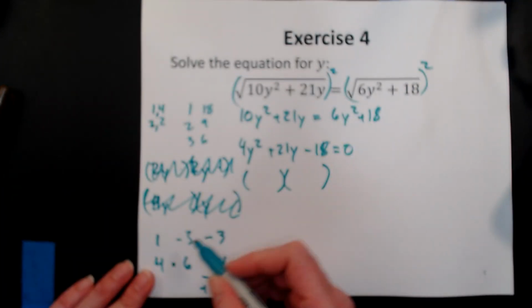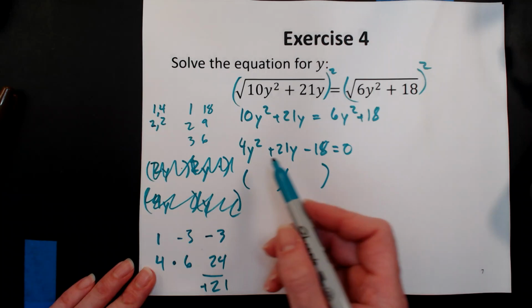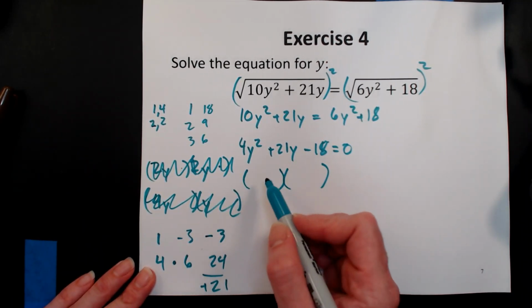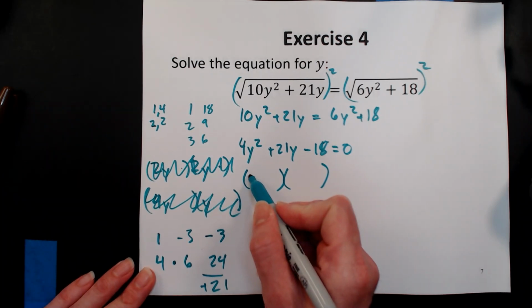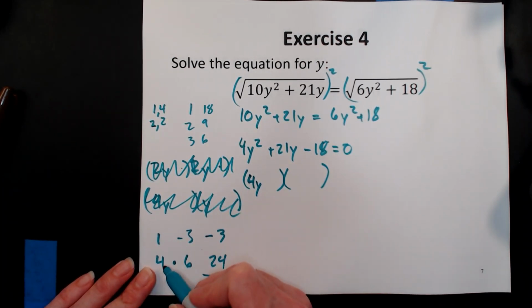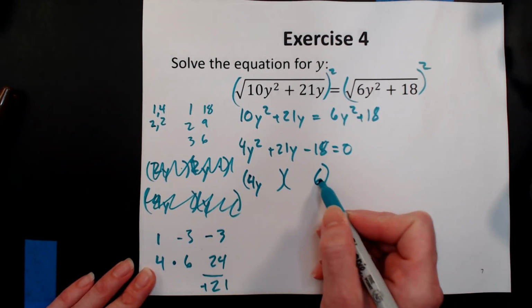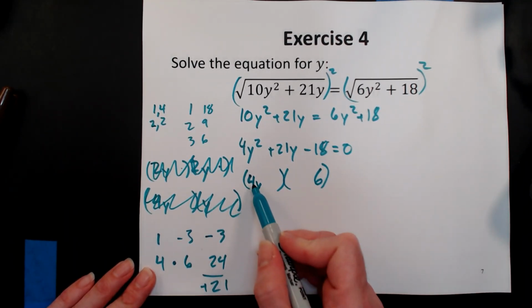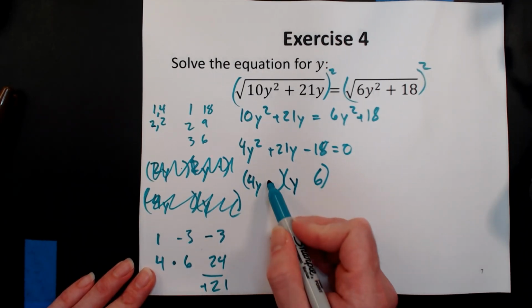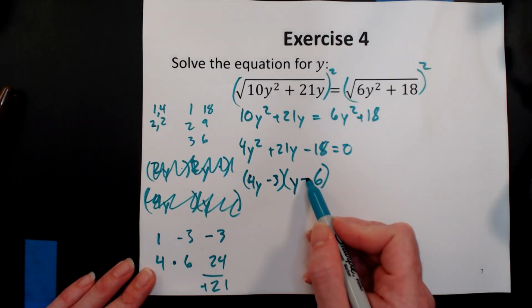So once again, why did I go with 1 and 4 instead of 2 and 2? Because otherwise I'd have been able to factor a 2 out of this entire polynomial before I started. So I'm going to say we have 4y, and I'm going to want to pair that up with a 6, so the 6 has to be over here. I need the 4y times 6, so the 6 has to be in the other parentheses. So I'm going to have y times negative 3 here to give me my polynomial.